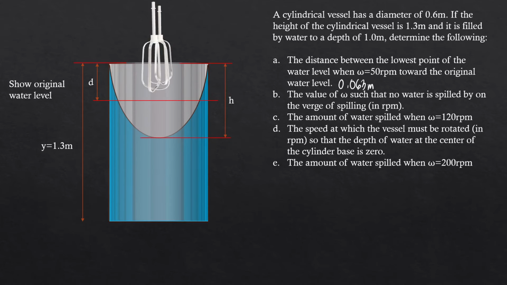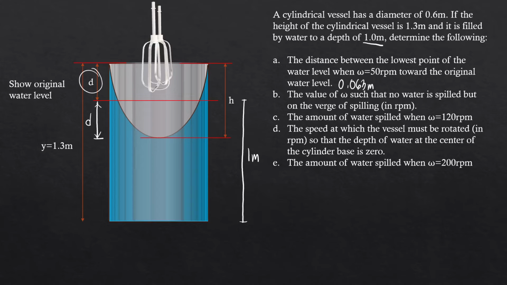The question is now, what is the value of omega such that no water is spilled but on the verge of spilling? Now let me just change the wording. And so to continue, so that no water is spilled, we know that H must be equal to 2D, because if this is D, then this is also D for our conditions in which no water is spilled. Again, the total height of the vessel is 1.3 meters, and the depth of water from the original water level is 1 meter. So the distance D will be 1.3 minus 1 meter. And so the depth at which there is no water for the initial condition is going to be 0.3 meters.